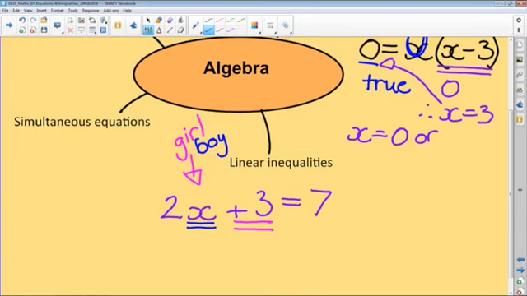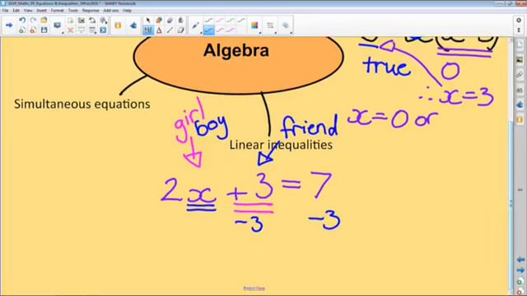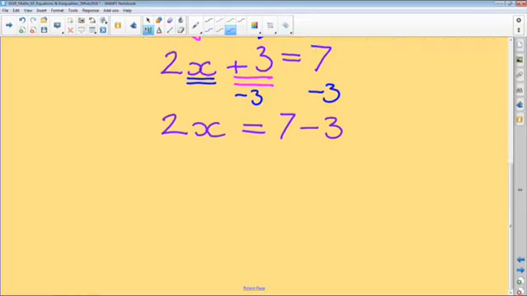So who is the friend? Here is the friend. We don't like the friend. We send the friend to the other side. Now mathematically, what we're doing is we're subtracting 3 from both sides of the equation. But of course, we never talk like that. We just say we're going to move 3 to the other side. It's not moving. We are subtracting it from both sides, but we're lazy, so we only show that part. So now we have 2x equals 7 minus 3, which is 4.